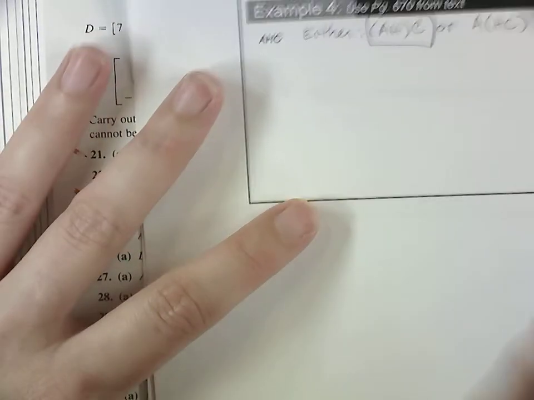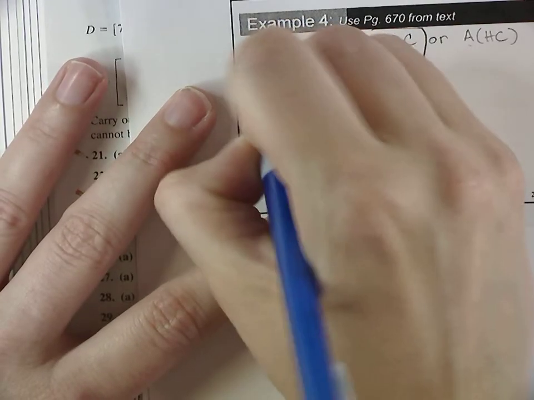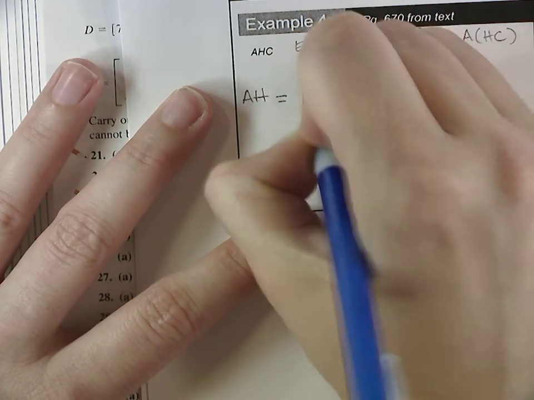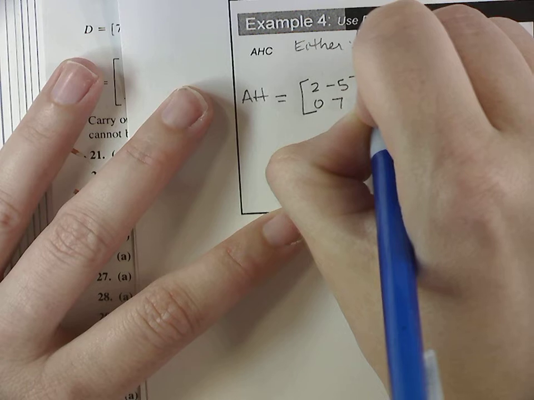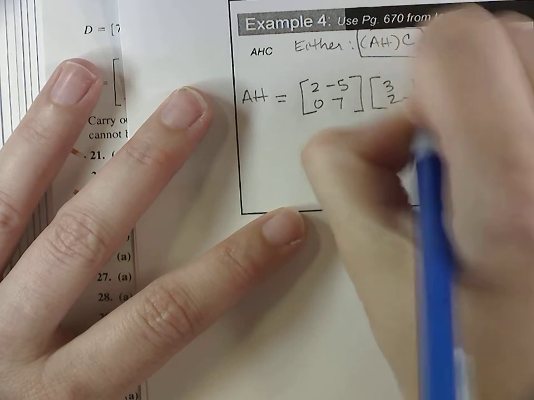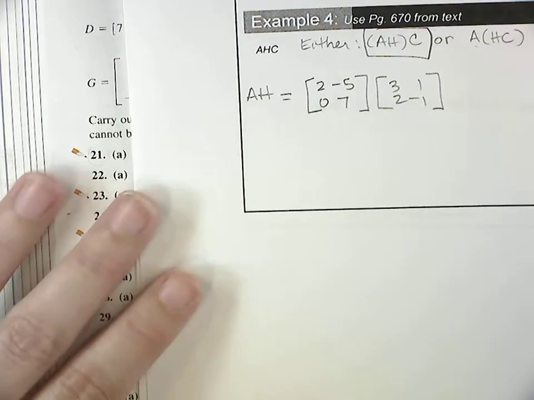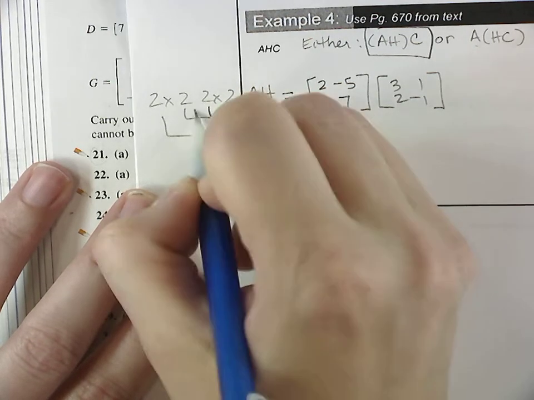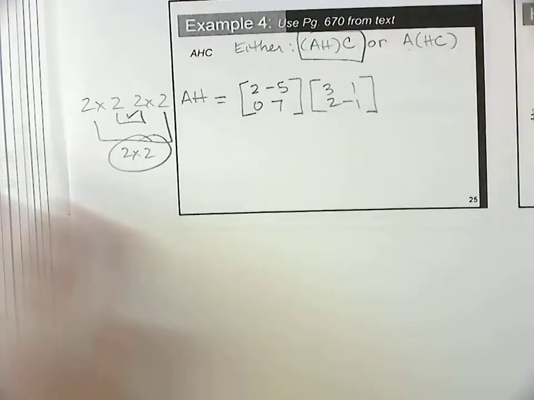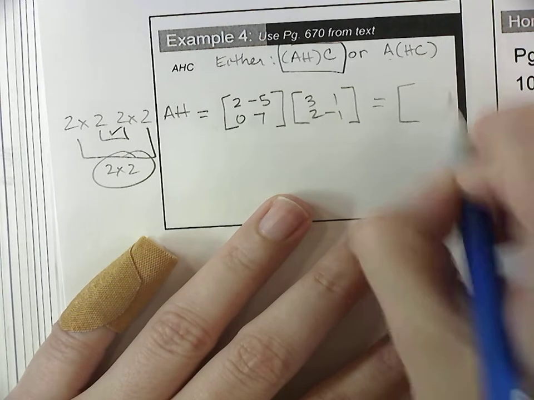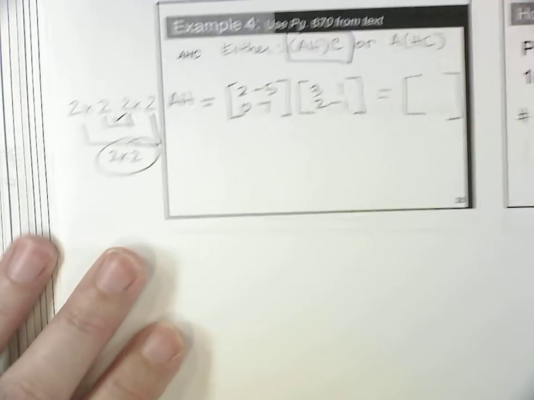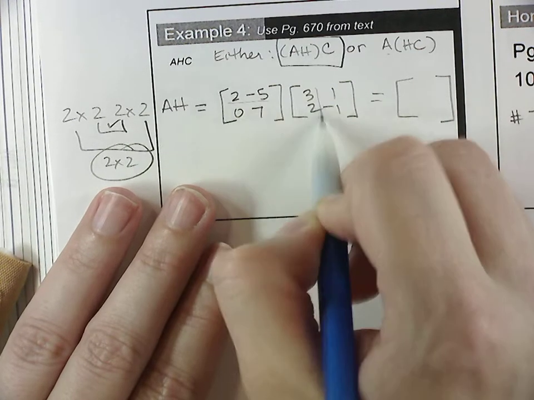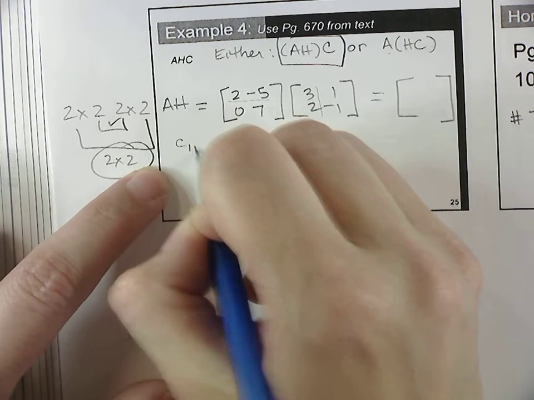Let's go ahead and I'm going to choose this way, which means I'm going to do A times H first. So if I do A times H, I have 2, negative 5, 0, 7. My H is 3, 2, 1, negative 1. And they're both 2 by 2s, which means my result is going to be a 2 by 2. I'm just going to make my result matrix right here, and then I'm just going to put my work underneath.